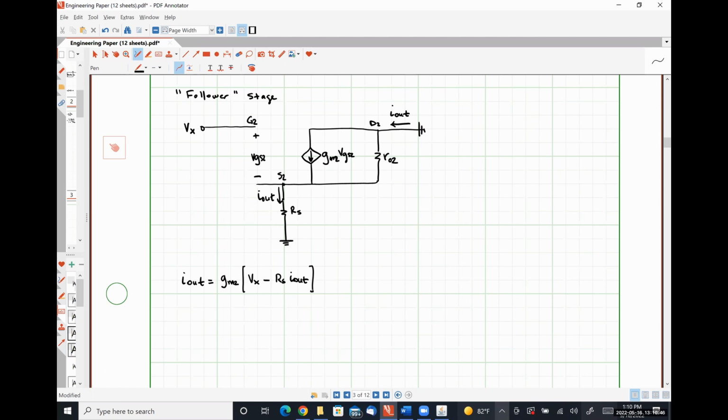Now I have to use my current division relationship, right? Since there are only two resistors here, I'm going to use the current division equation for only having two things, which is the path I don't want divided by the sum of the parallel paths, right? So that'll be R naught 2 over R naught 2 plus RS.